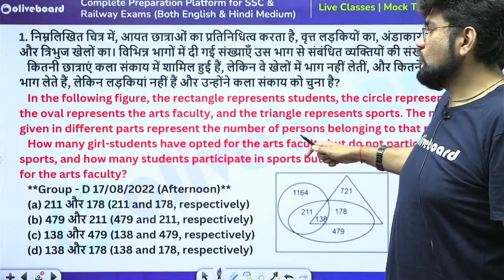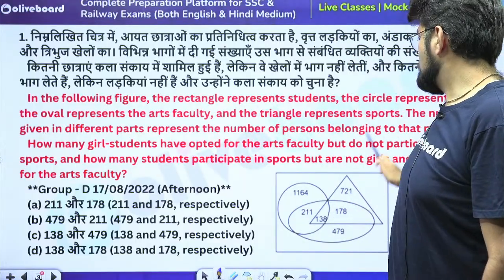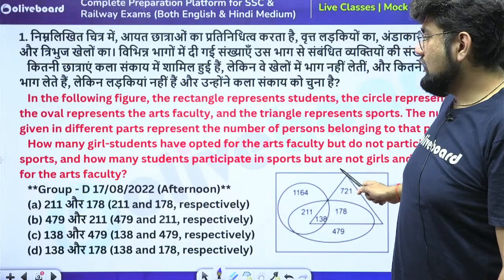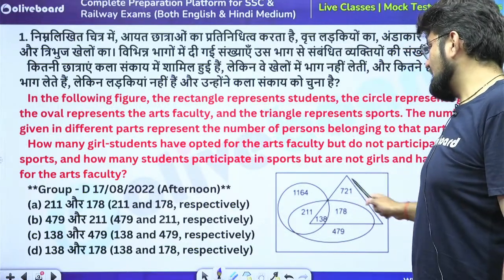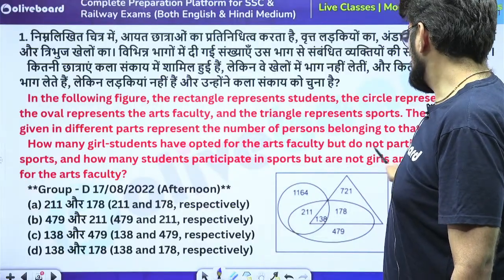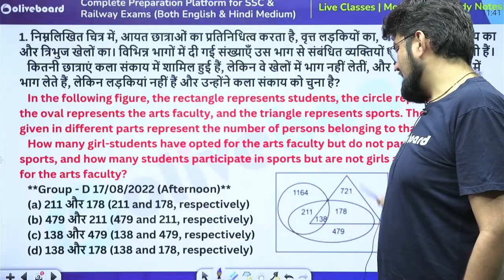So the question is asking you, girl students. Girl students means rectangle and circle. There should be a part of the circle and the rectangle. Okay. And have opted for the arts faculty. So the oval also. So the circle, rectangle and oval, but not sports. So not in the triangle. So it should be a part of the circle, the oval and the rectangle, but not the triangle.